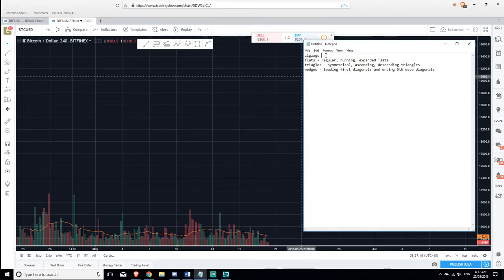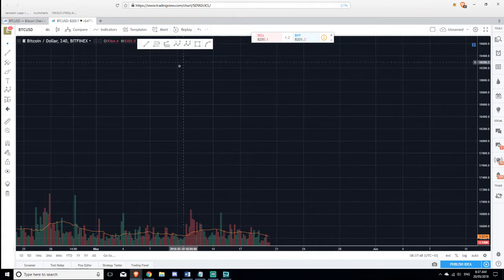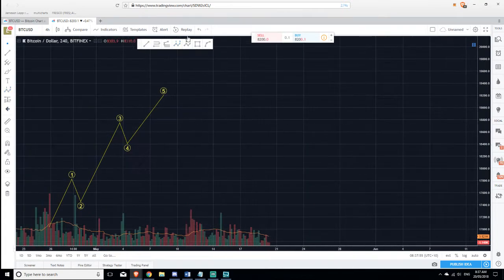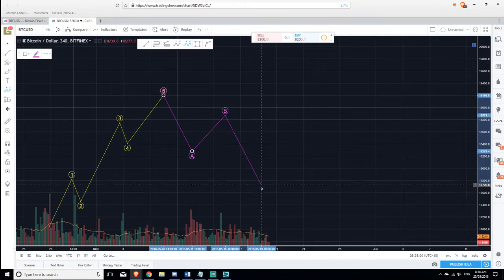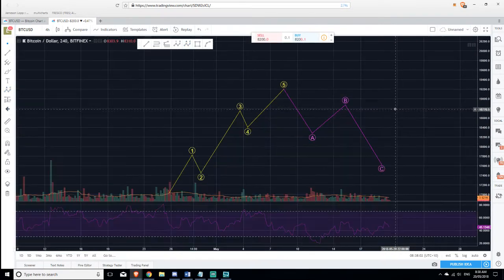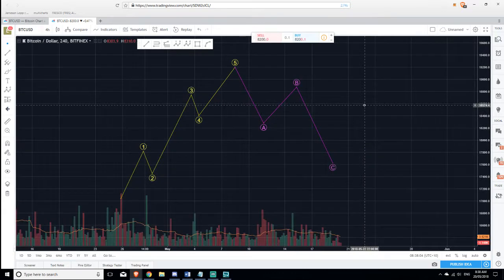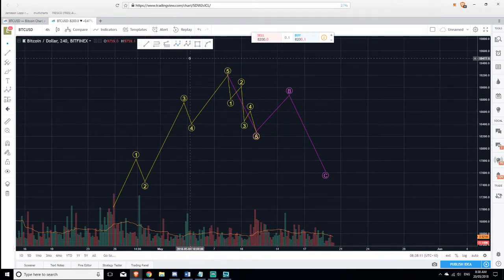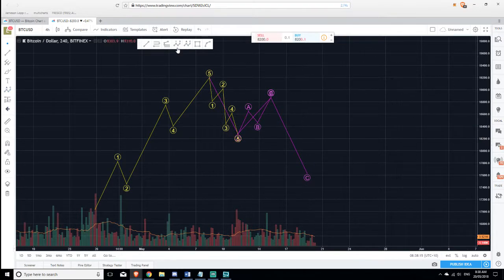Alright, zigzags are also known as 5, 3, 5 corrections. And what that means is, you've got your 5-wave impulse move up. Right. You've got an A, B, C. And inside this ABC, you have 5 waves: a 5-wave impulsive move down with a 3-wave correction, and then a 5-wave impulsive move down.